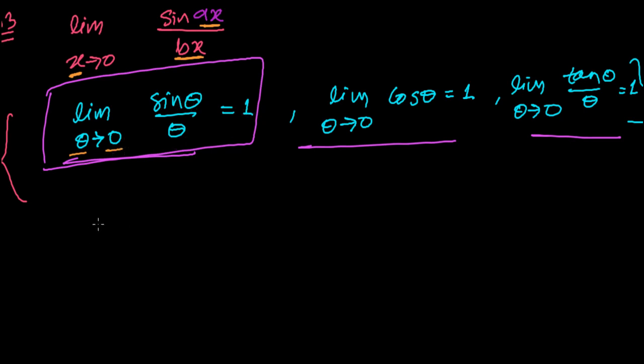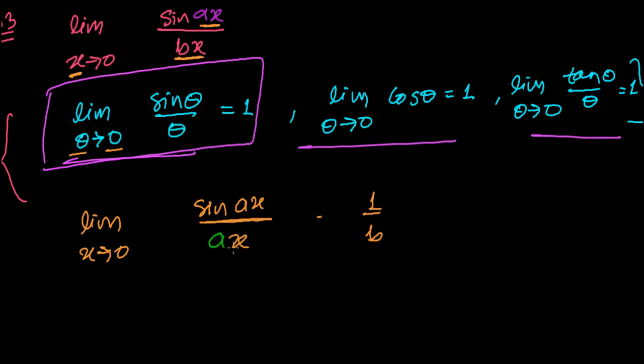Let me tell you one thing. First let me write this: limit x tends to 0, sine ax divided by bx. But I'm not writing bx just here. I'm writing x, and I'm writing b somewhere here. The reason for doing so is: now sine ax, I'm dividing by a, and I'm multiplying by a here. So I'm dividing and multiplying by the same number. If I cancel, I'll get the same initial expression, so I don't have any problem, I can do that.